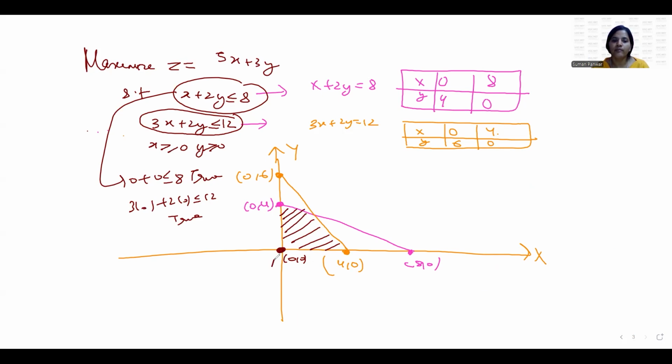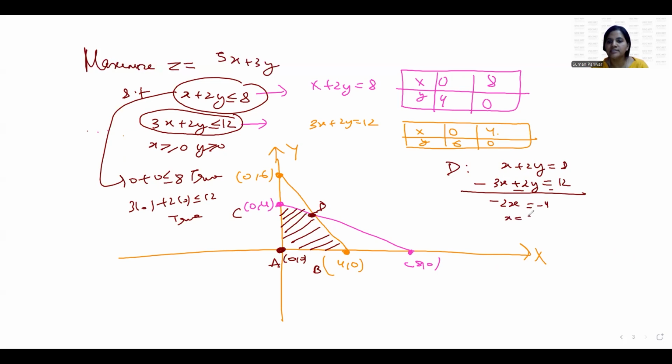So let's call the corner points A, B, C, and D. And I have to find out D now. D is the point of intersection of x plus 2y equals 8 and 3x plus 2y equals 12. Let us subtract. So you'll get minus 2x is equal to minus 4. So x is equal to 2. You put x equals 2 here: 2 plus 2y is equal to 8, 2y equals 6, y equals 3. So D is 2, 3.